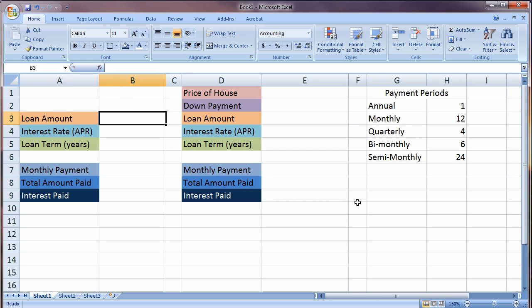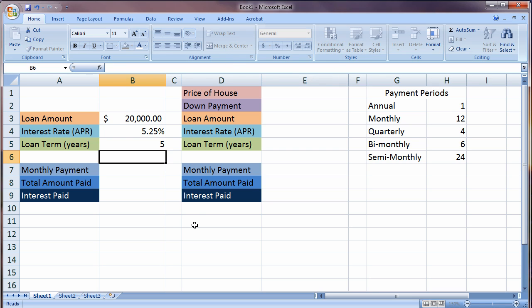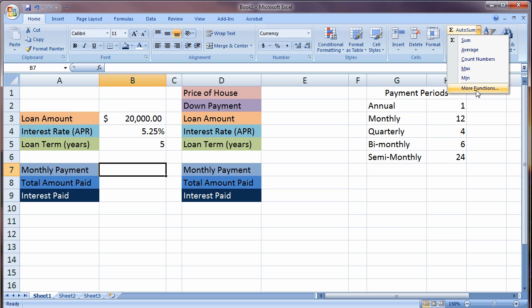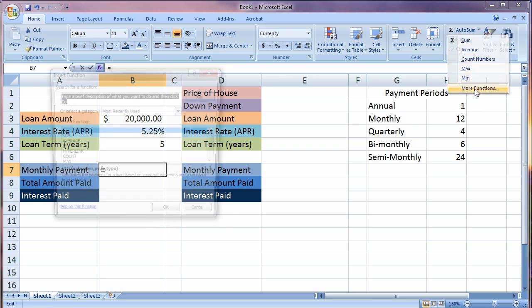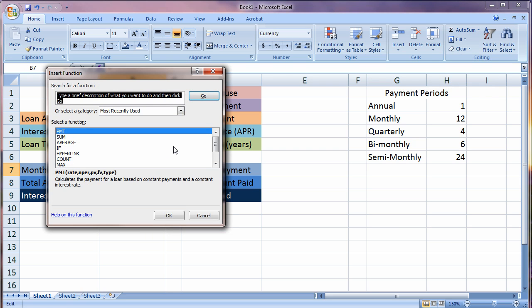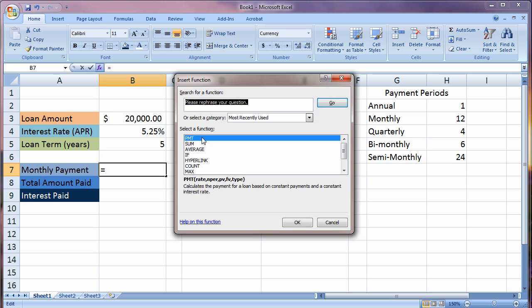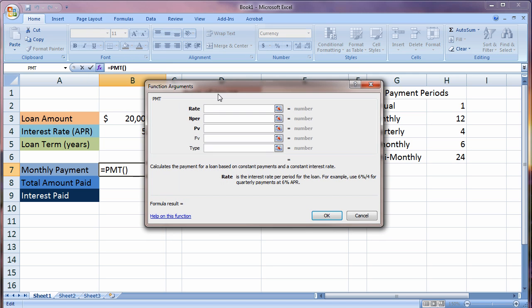So let's go ahead and start with the loan amount. Let's borrow $20,000 for a car at an interest rate of 5.25%. Now I've already pre-formatted these for 5 years. So I want to highly encourage you to come up to the Home tab and utilize the functions. So notice I'm going into the AutoSum, more functions. I'm going to type in payment. Remember, you can pause this so that you have more time if you need. I'm going to choose the payment function.